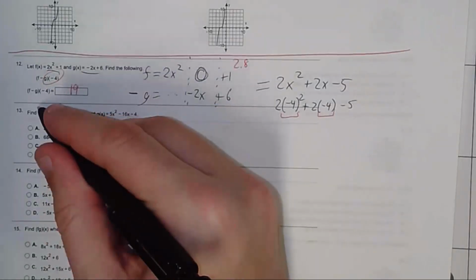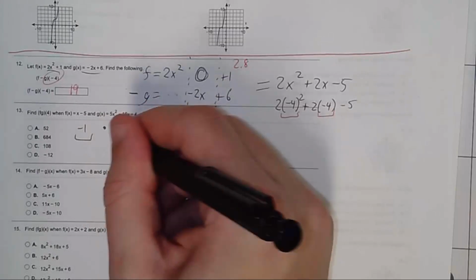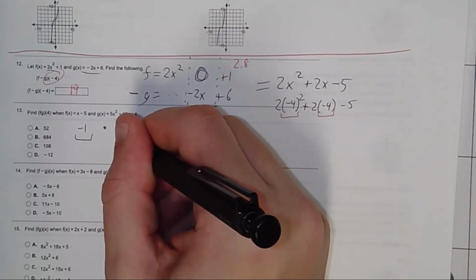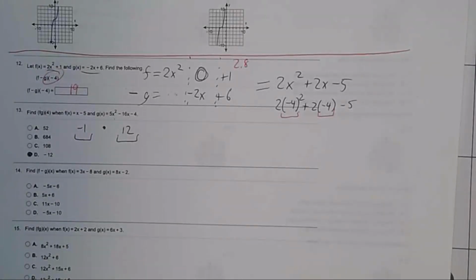And this f times g business tells us to multiply the two results together. So this is result number 1, this is result number 2. If I multiply them, you will see that I get D, negative 12. And it's up to you how you'd like to do that.